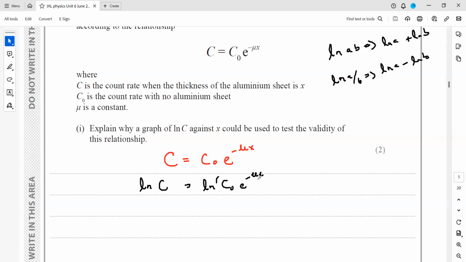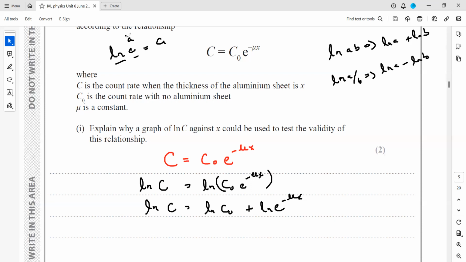Because here two quantities, C naught and the exponential function, are multiplied, we write them as addition. So ln C is equal to ln C naught plus ln e raised to power minus mu x. Remember, ln and e are inverse functions, so they cancel out each other. So what is left if ln e raised to power a is there? What we are left with is a.